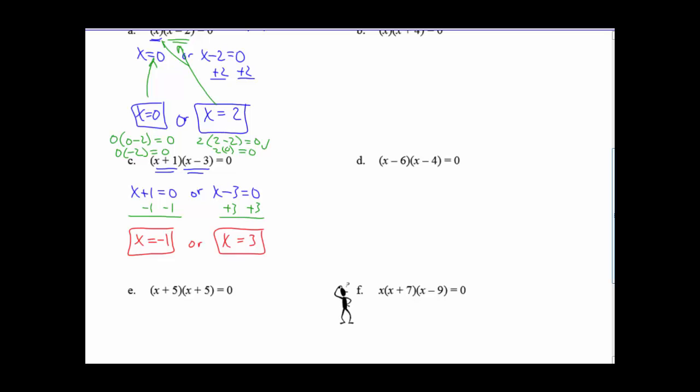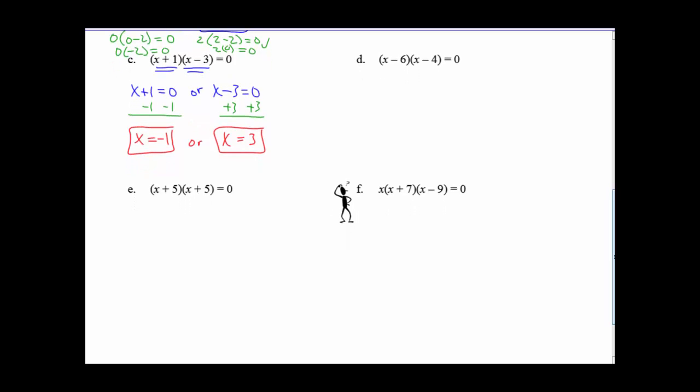All right, let's skip to F. Woo! What is he thinking? He's thinking, well, again, how many factors do we have? Hopefully you're thinking 3. There's an x times an x plus 7 times an x minus 9. So we need to take all 3 factors and set them equal to 0.